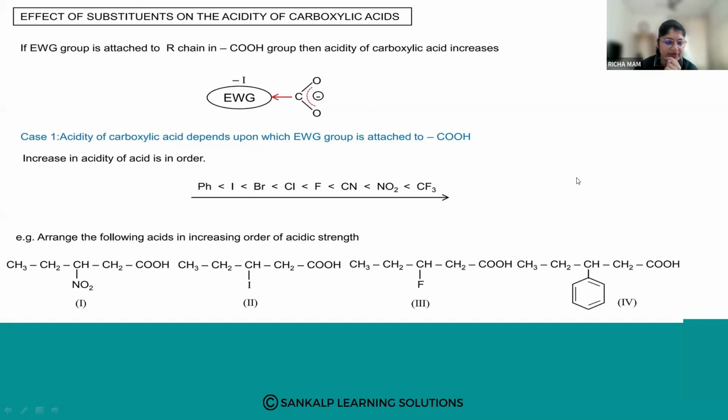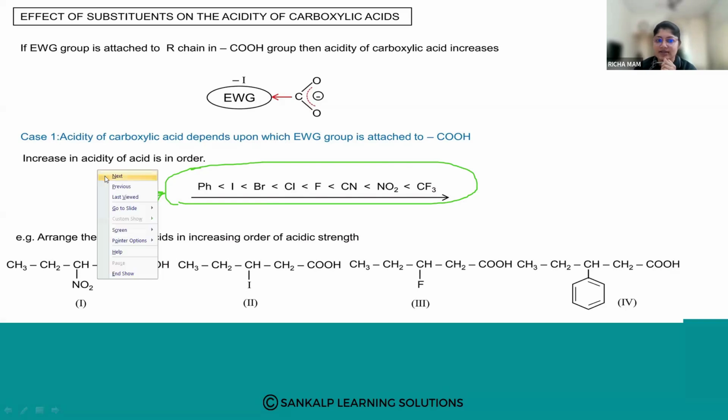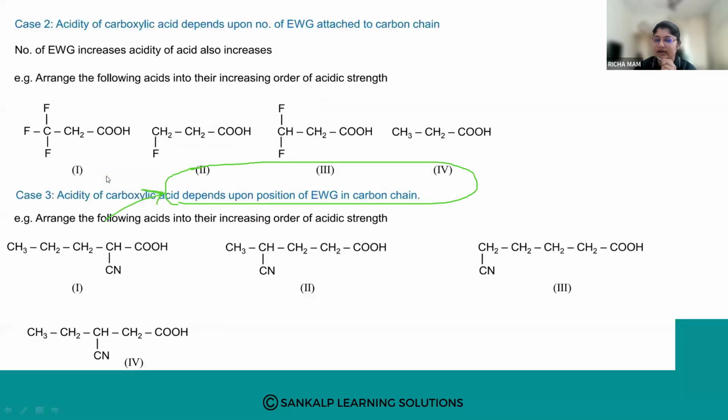So in the previous class, we were discussing the effect of substituents on the acidity of carboxylic acid. We have seen how an electron withdrawing group, when it is attached to the carboxylic acid group, increases the acidity of the carboxylic acid. So please remember the series. These electron withdrawing groups are arranged in the increasing order of acidity. Depending upon this, we have seen four cases, and how it will affect.